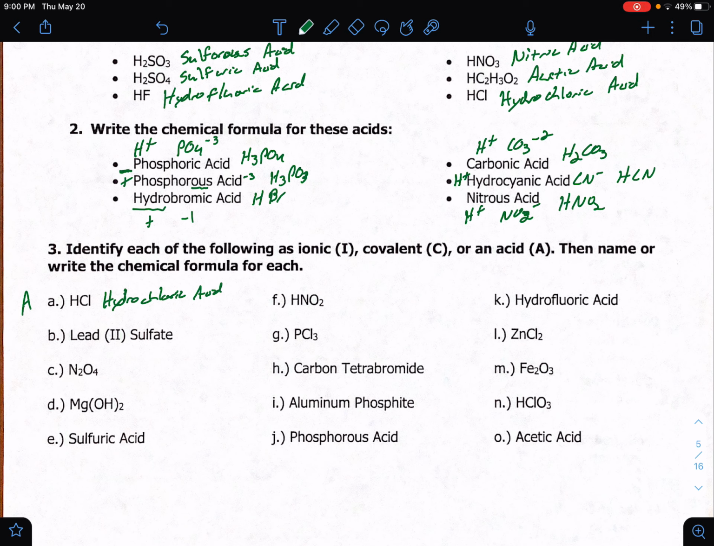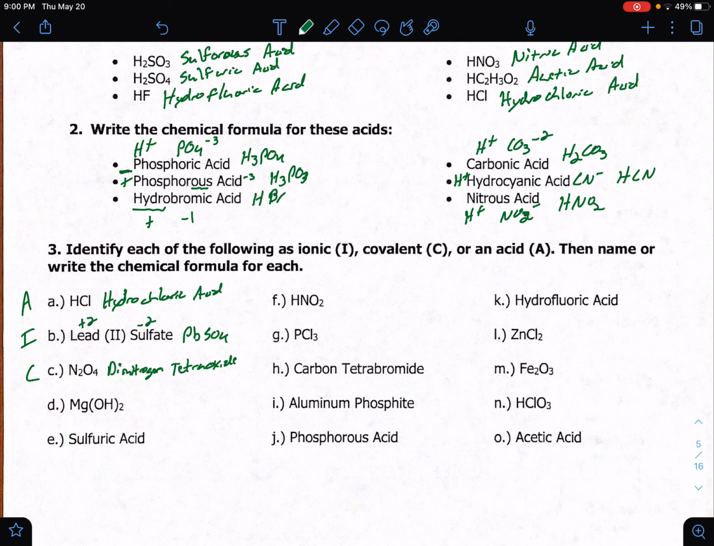Okay, B, lead(II) sulfate. That lead's a metal, so this is going to make this ionic. Lead has a charge of +2. Sulfate has a charge of -2. So this would be PbSO4. So already balanced. N2O4, so they're both on the right side of my staircase. So this is going to be covalent, so you're going to use your prefixes. So this would be dinitrogen tetraoxide.